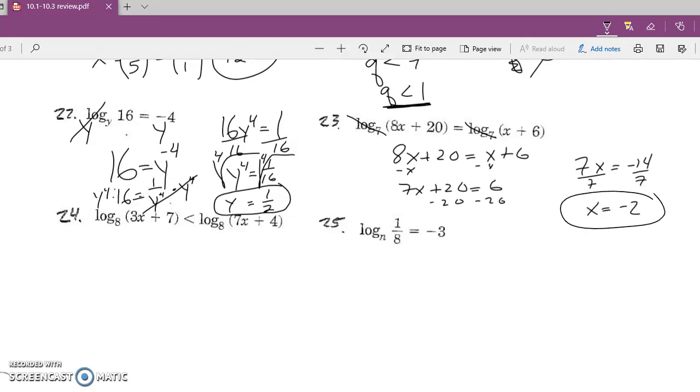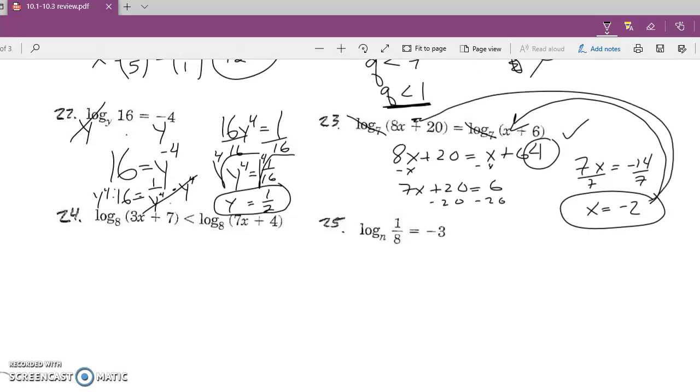Now, you notice at the top it said check your solution. On this particular one, you need to plug negative 2 back into here. Negative 2 plus 6 is positive 4, so that's okay. And negative 2 plugged into here would be negative 16 plus 20, which is also 4. So this answer checks out. So the way you check it is to plug it back in. Make sure you don't get a negative.